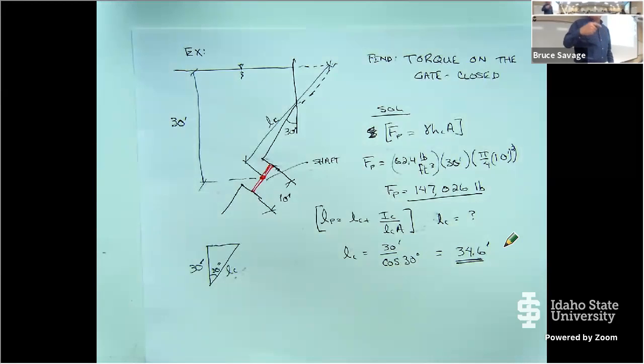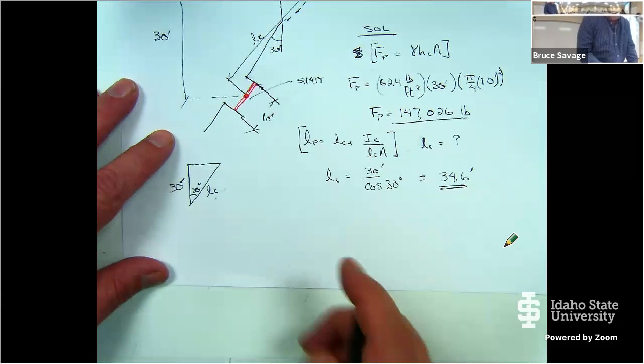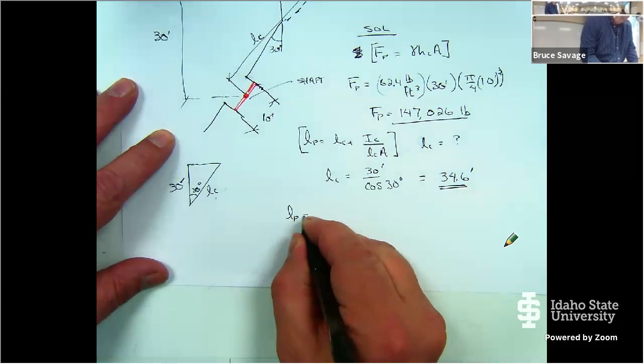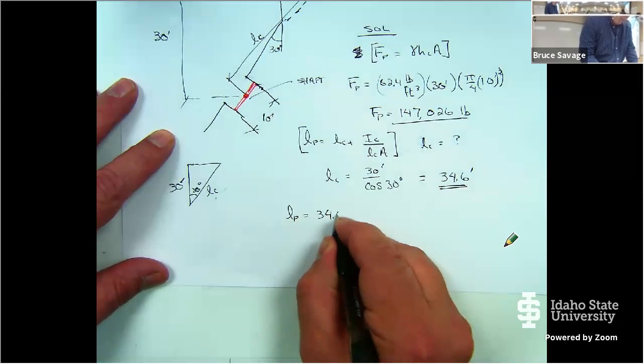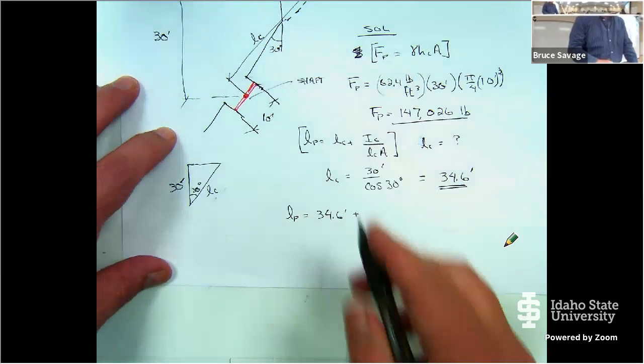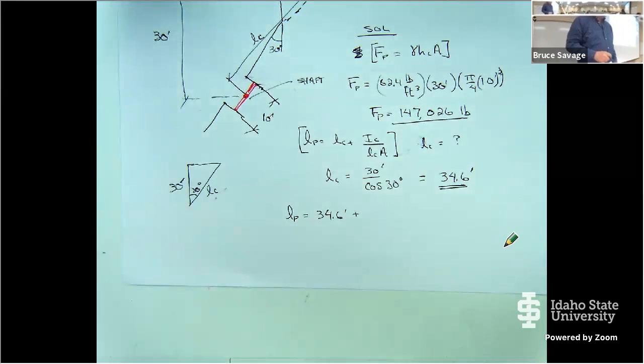Now I have to find where my pressure force is. I'm sorry, L_p. So I know the distance. Now I want to find L_p. So L_p is equal to 34.6 feet plus I_c, my area moment of inertia, and the area moment of inertia for a circle.